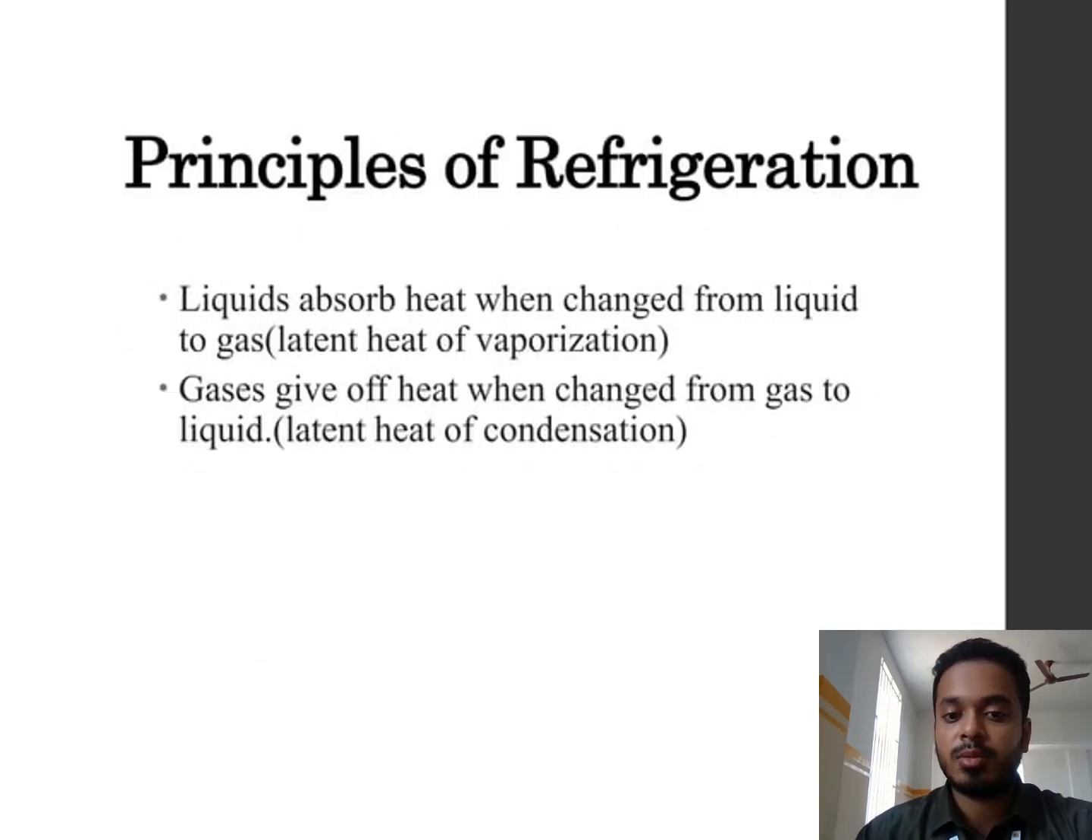Okay, let's talk about principles of refrigeration. What happens exactly in a refrigeration system? So when a liquid absorbs heat, it is changed into a gaseous state by vapor. This is called latent heat of vaporization. And when gases give off heat, they tend to turn to liquid. This is called latent heat of condensation.